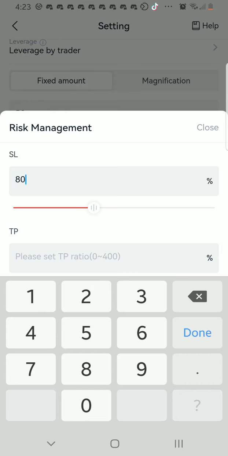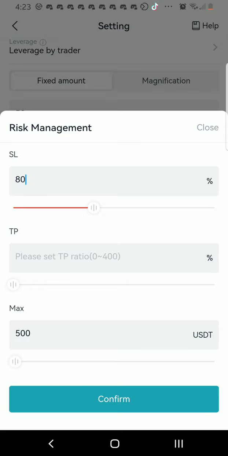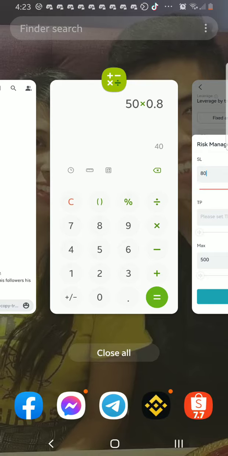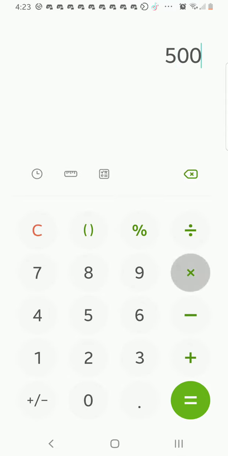Let me check your balance. If you put 500, that would mean 80% of 500, times 0.08, you are risking 400. So I don't think that's good. Let me risk only your $50. So that would mean if you are in cross, we'll do the math now.